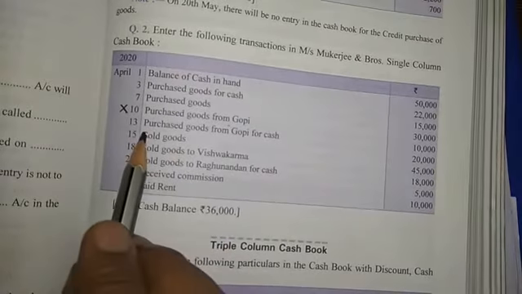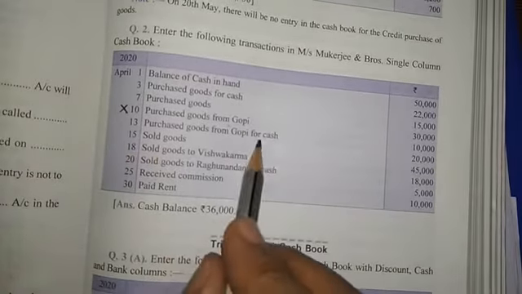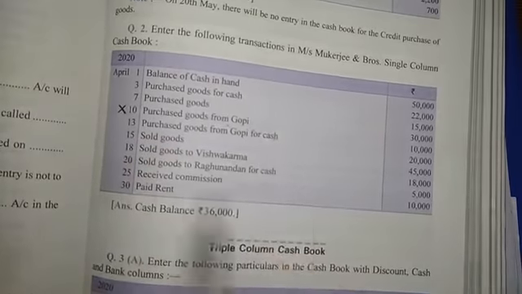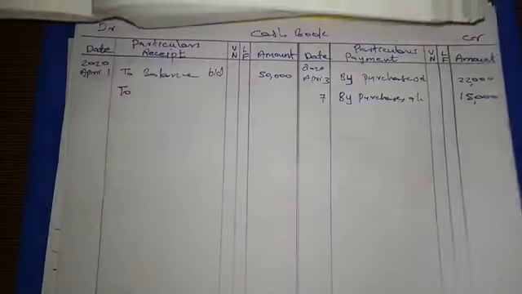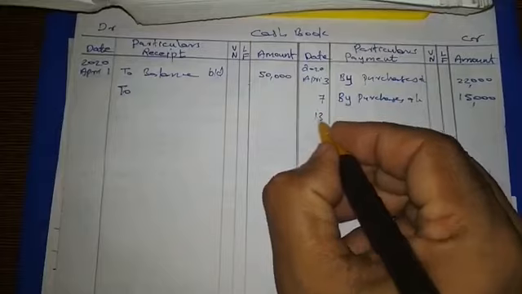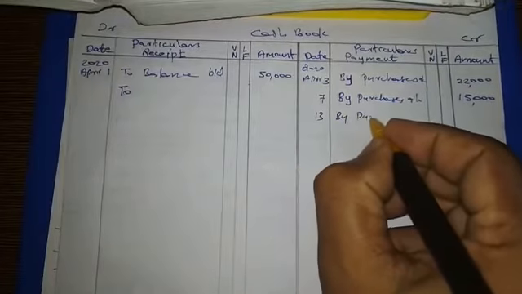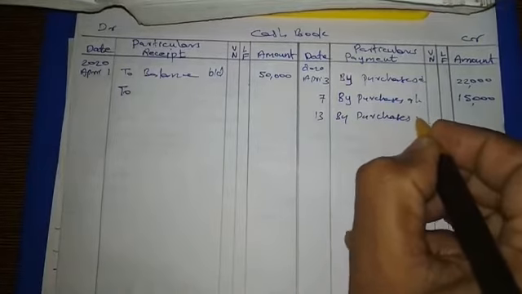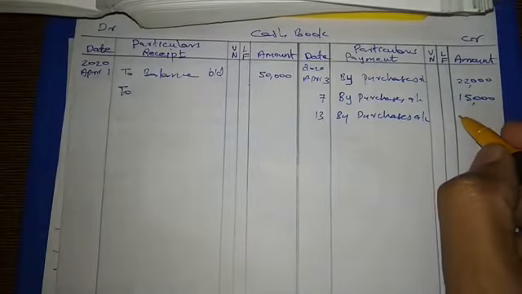Next transaction, purchased goods from Gobi for cash. It is a cash transaction, so this will come on 13th, by purchases account. The amount is 10,000.